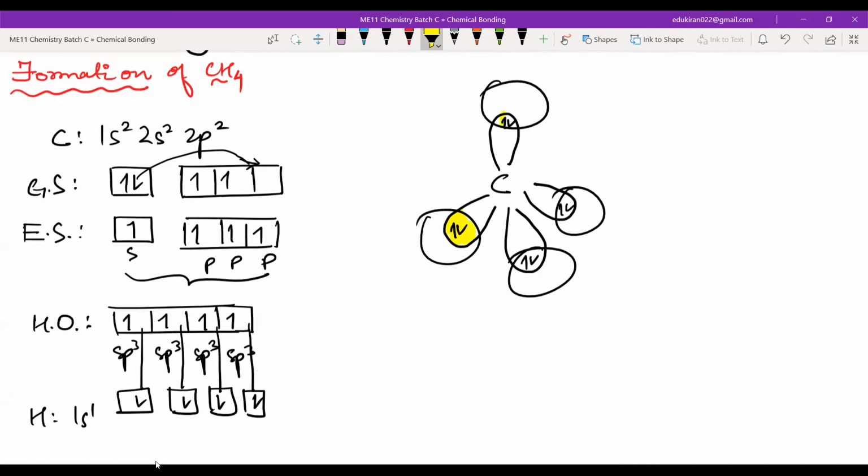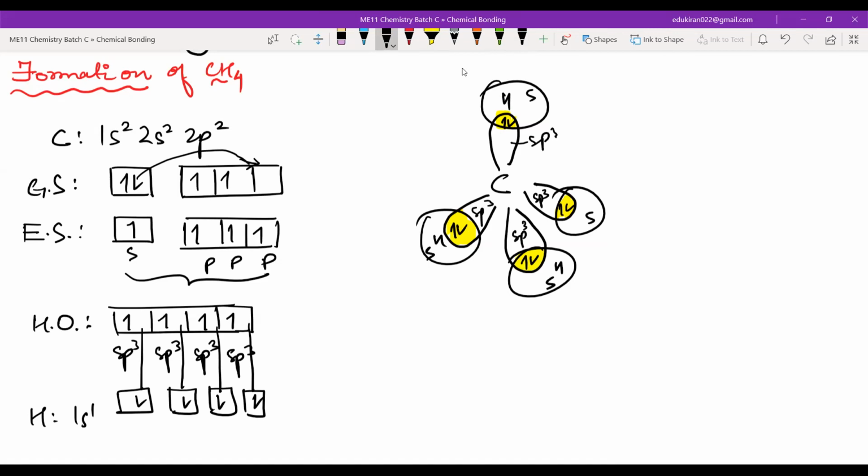This is the overlapping. As you can see, we are also considering the valence bond theory. Overlapping of orbitals. Here, the orbitals are the hybrid orbitals of carbon and the pure atomic orbital of hydrogen. All of these are sp3. All these are sp3 of carbon. This is one s of hydrogen. These are all hydrogen orbitals.